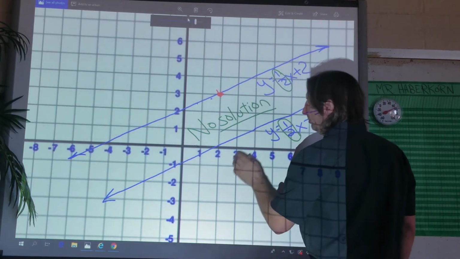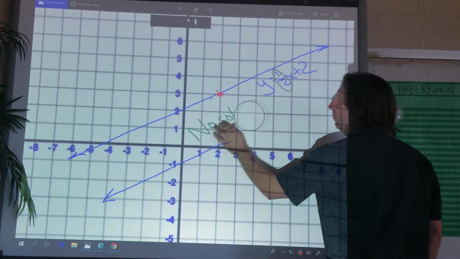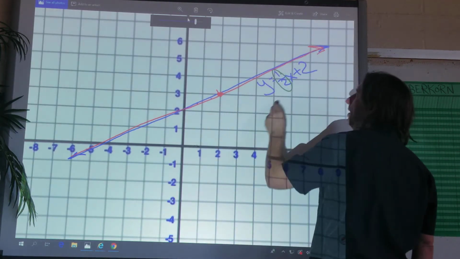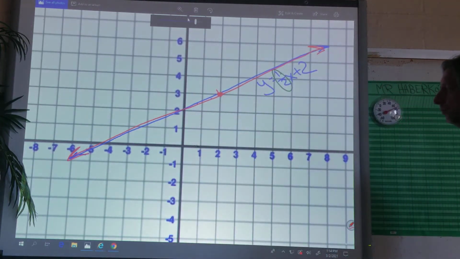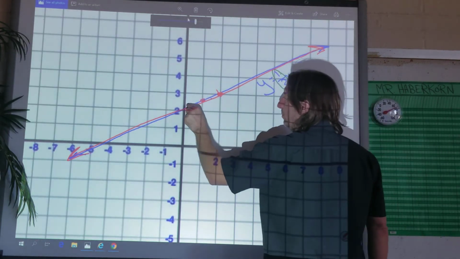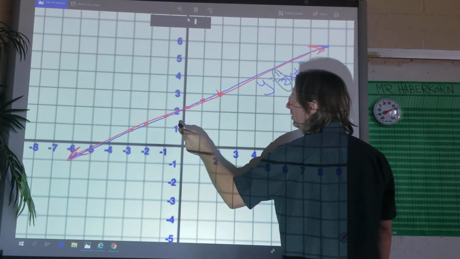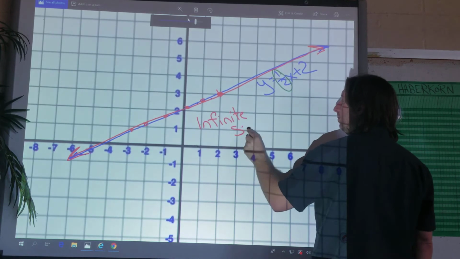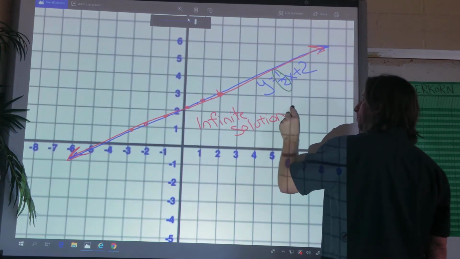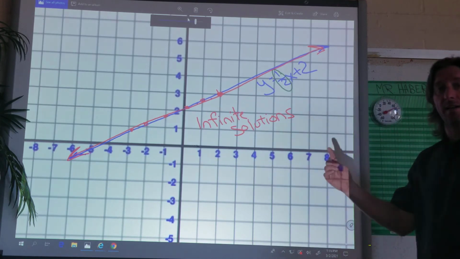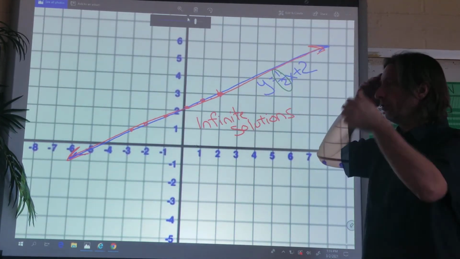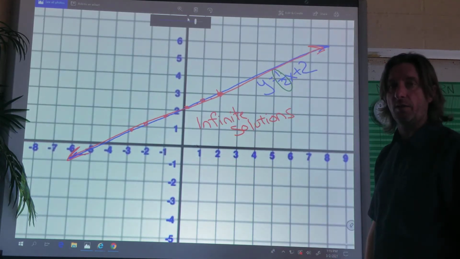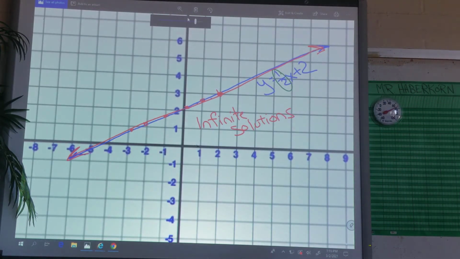And then finally, you could have two lines that are on top of each other. And when that happens, you have millions of points where they intersect, right? So this would be infinite solutions. So you either have one point, if it's linear and we have two equations, you either have one point where they cross, you have no points where they cross, or you have infinite points where they cross. Right? So that's basically the gist of this.